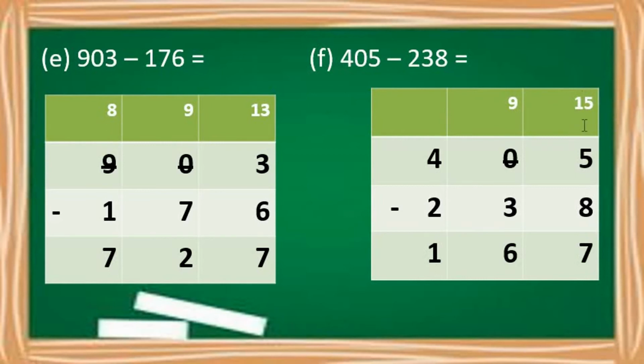So that time I am writing the 15 here. 15 minus 8. So how many students? 7. 15 minus 8 is 7. Okay, then what can we do? We do the further digit. Cut the further digit and put the smaller digit. 9, and 9 minus 3. How many? 6. 9 minus 3 is equal to 6.